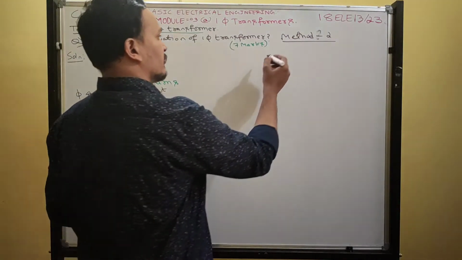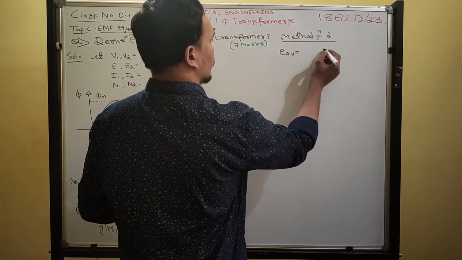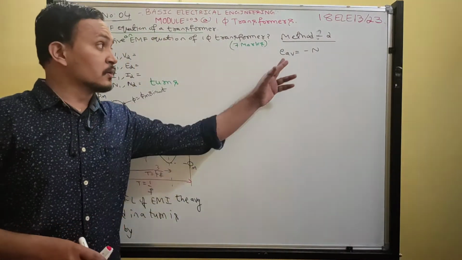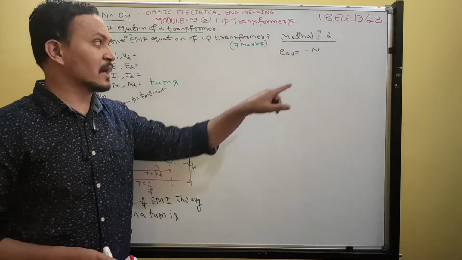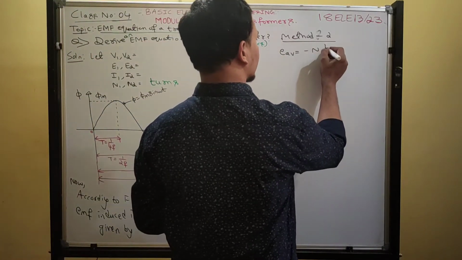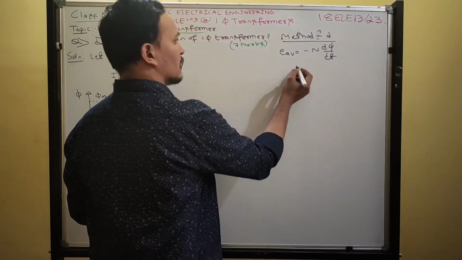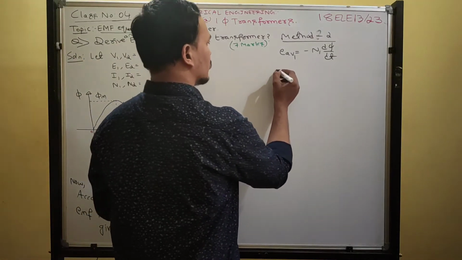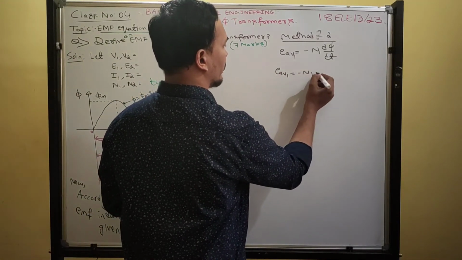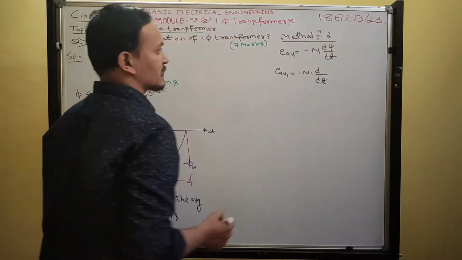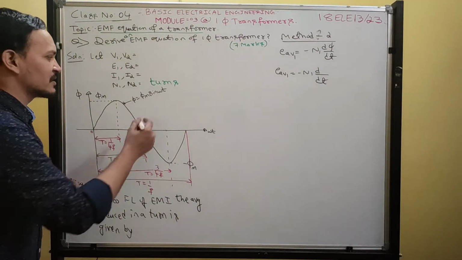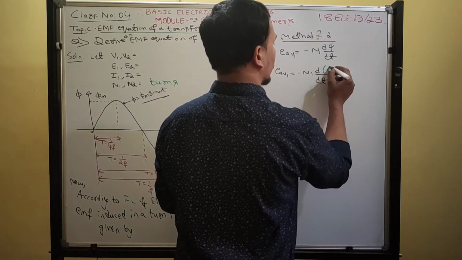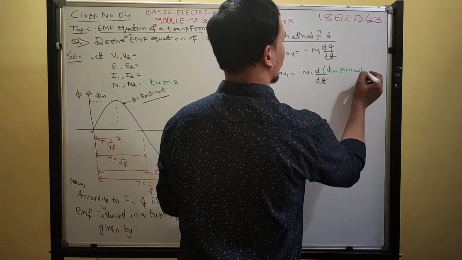Okay. See, we know what the average EMF induced in a turn is. How is the EMF induced? According to Lenz's law. That's why I am writing minus. E is equal to minus N d phi by dt. We can take the EMF induced in, simply take primary. Therefore, EAV1 is equal to minus N1 d phi by dt. What is the flux? Write the instantaneous equation of the flux: phi m sin omega t. So flux is equal to phi m sin omega t.